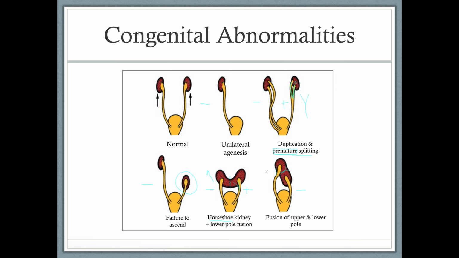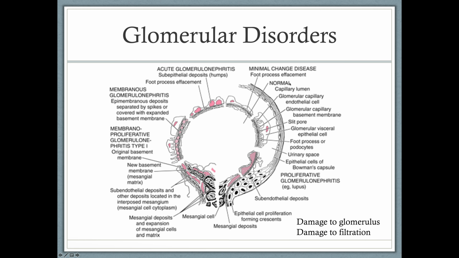All right, so this is starting off with just showing you how many different things can happen at the level of the glomerulus. So there can be inflammation of the glomerulus. We call that acute glomerulonephritis. There's membranous glomerulonephritis. There's mesangial deposits. There's a lot of things that can happen in this area. Proliferative glomerulonephritis is something you see in lupus. The whole point of this is because the glomerulus acts like a strainer. When there is damage to the glomerulus, there's going to be damage to filtration.